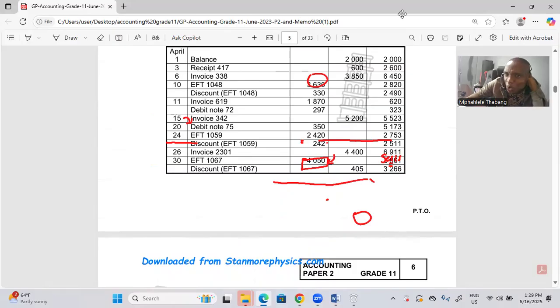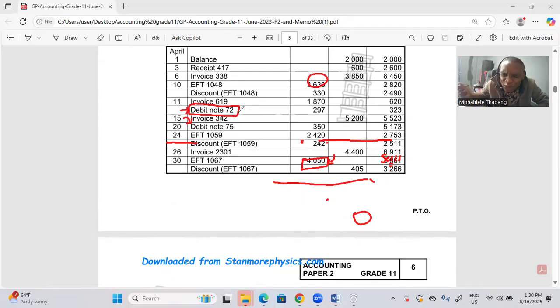Okay. Let me talk about the debit note and the credit note. What is a debit note? A debit note is the note which the business uses when it returns the goods to the supplier. If we are returning the goods to the person we bought the goods from, those goods must be accompanied by what we call a debit note. A debit note is a document that shows that the business returned goods to the supplier.